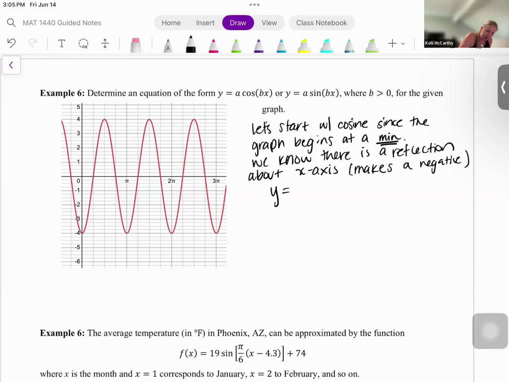So we've got y equals a times cosine of bx. We know that a is going to be negative, and we can see from the graph the distance between our midline, that midline in this case is going to just be our x-axis, is 4 units. So that means we've got a is 4, but we want to make it negative again because we're starting at a minimum for cosine instead of the maximum.